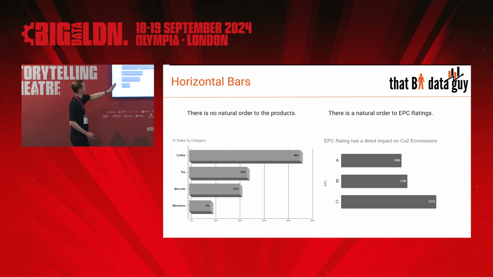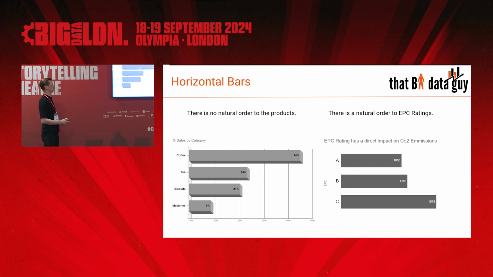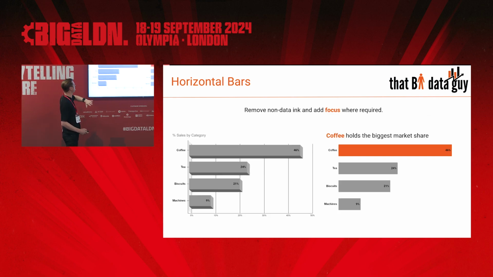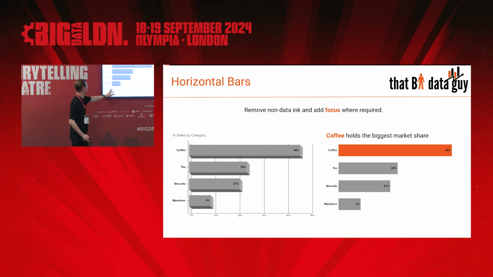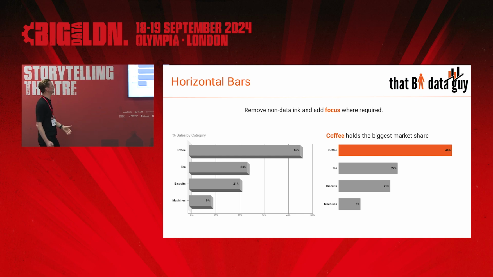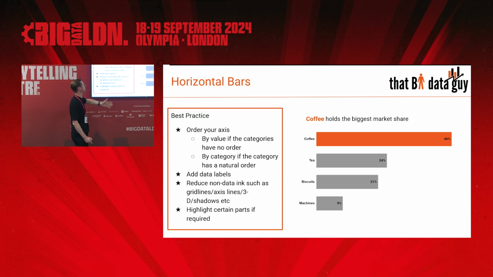It's really easy. Whereas EPCs, there's a natural order to that category. So then you want to keep that in order. And then again, remove non-data ink, add the labels on. Again, you don't need any of this. You don't need grid lines. Use focus where required. It's really basic. So again, just order it properly.